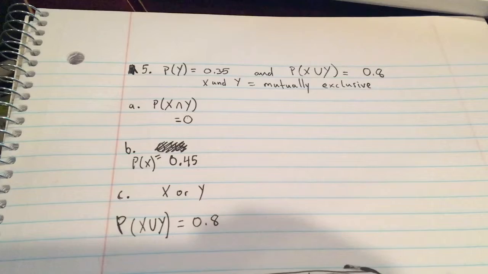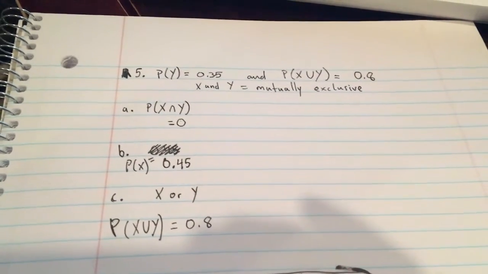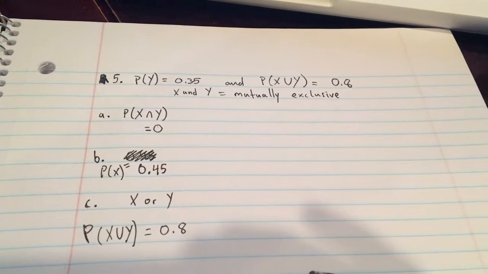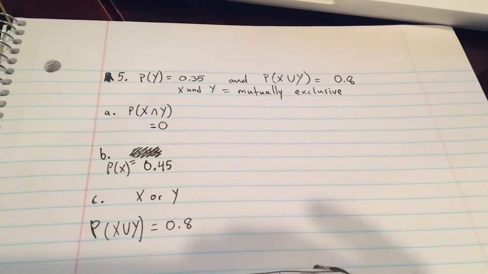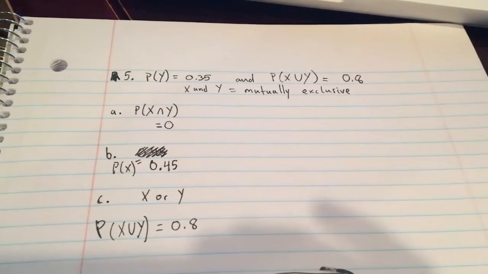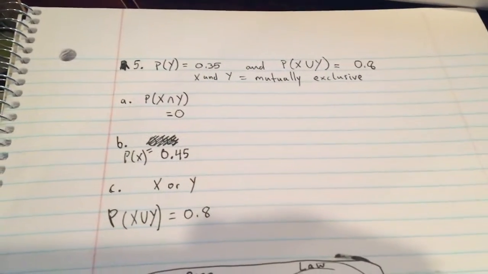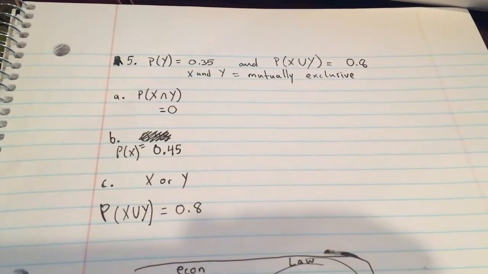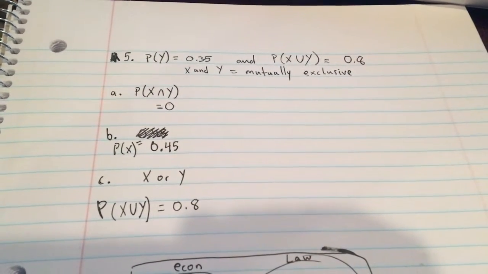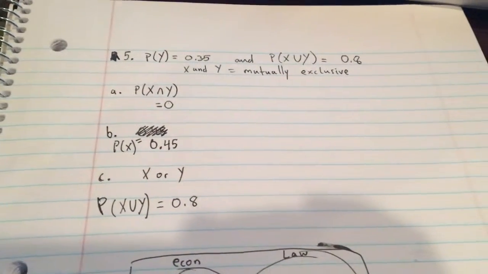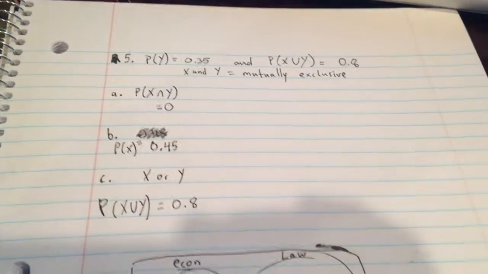Okay, so this is number 5. So it says the probability of y equals 0.35, and the probability of x union y is 0.8, and that these two variables are mutually exclusive. So when it asks probability of x and y, it's going to be 0, because these events are mutually exclusive and they will never happen at the same time.